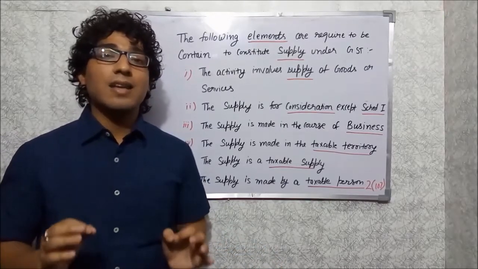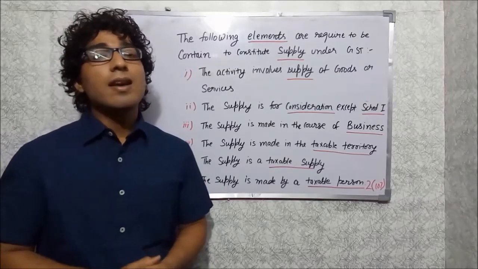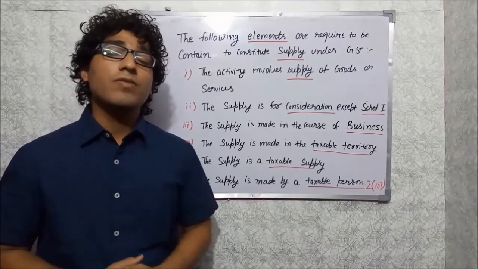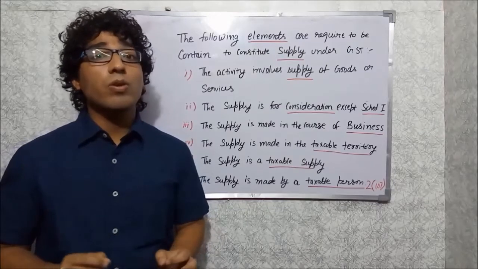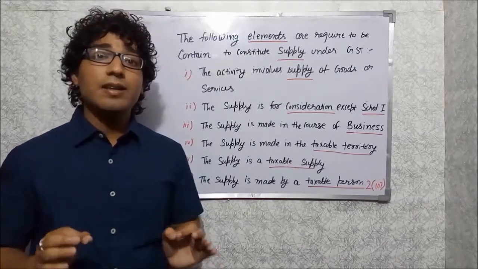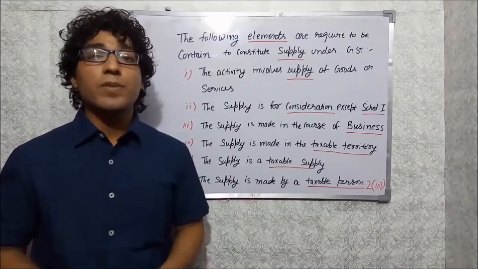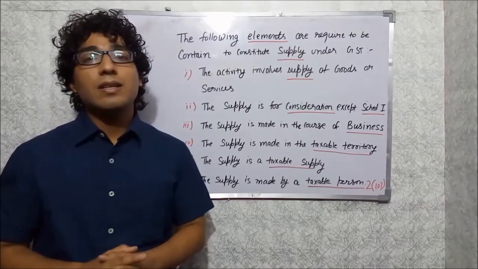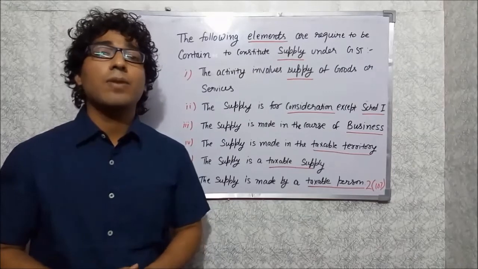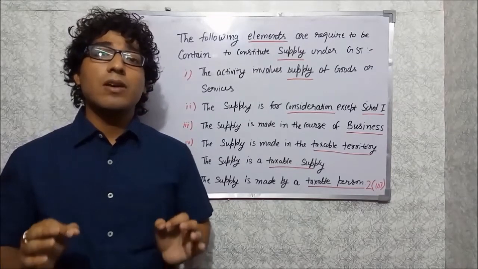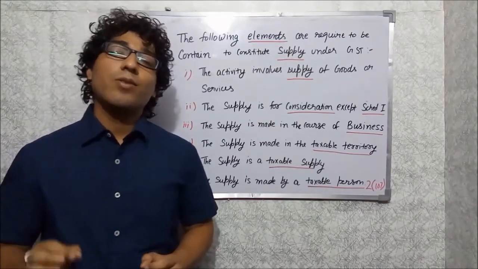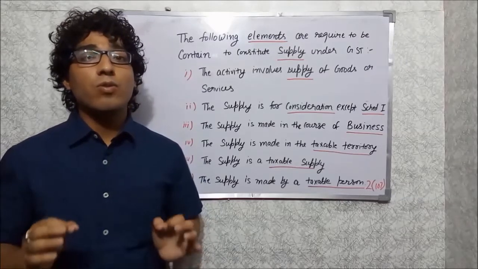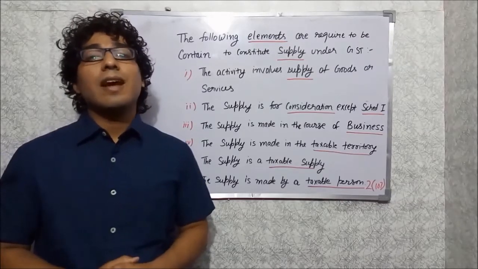But there is an exception to this. Schedule 1 lists those activities which will be treated as a supply of goods or services even if it is made without consideration. So suppose an activity is without consideration, then also that activity can be a supply of goods or services if it is listed in Schedule 1.